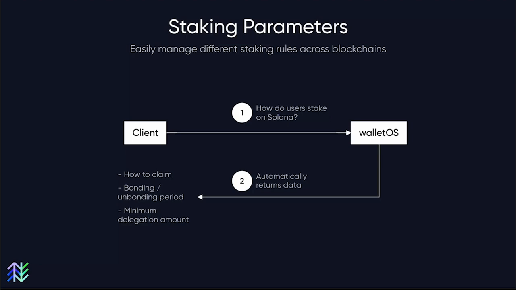Which particular asset or token, how do I claim my stake? Are there any bonding, unbonding periods? Is there a minimum delegation amount? There is a whole slew of different things. There's APR, APY, I guess, if you treat staking as a reward system. And a lot of these rules are different per chain. What we did is essentially have an endpoint that is the same per chain, and it's just a list of different variants that could exist within the system.